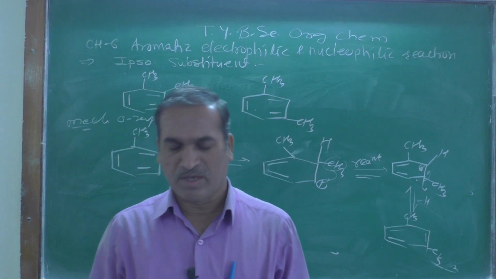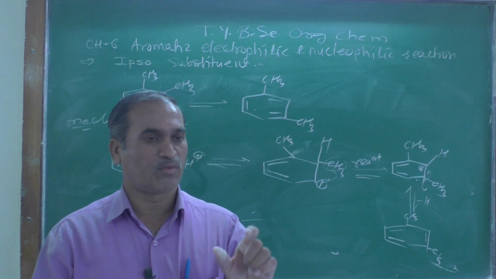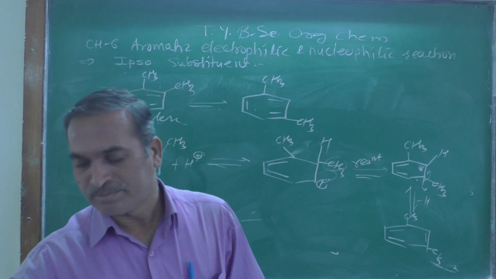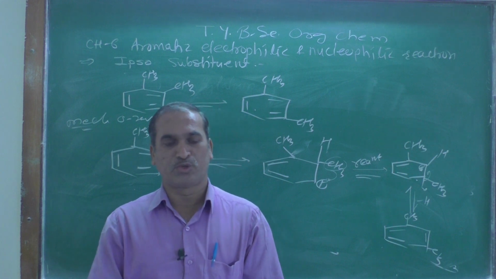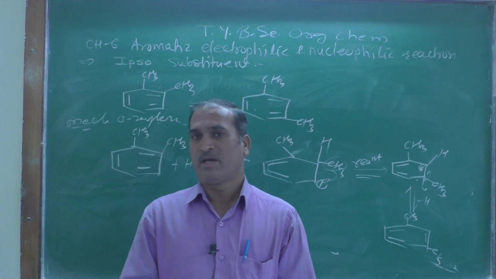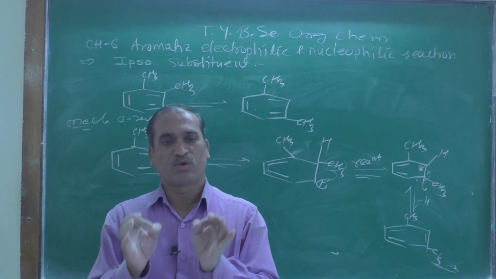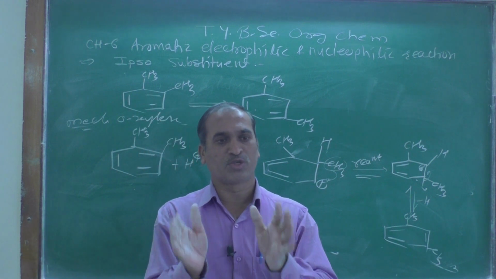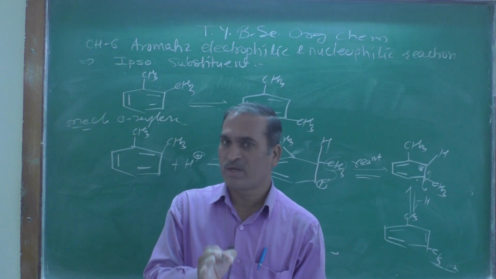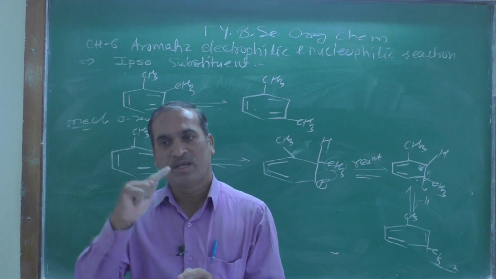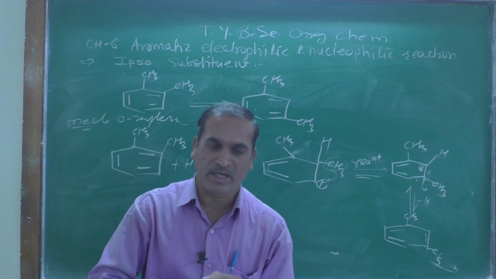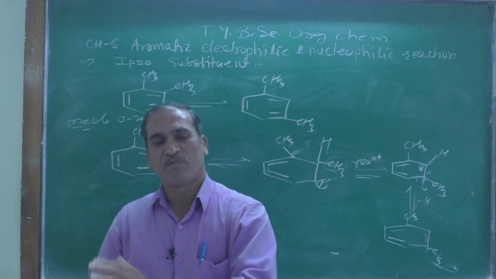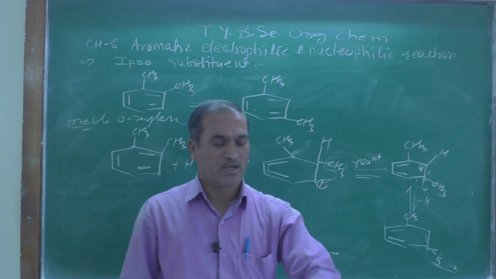So I think with this we have completed what we mean by ipso substitution. The key point you should remember from the exam point of view: what is ipso substitution? In a monosubstituted benzene, whatever group is present on that benzene gets replaced by the electrophile itself. Such a type of substitution is known as ipso substitution.